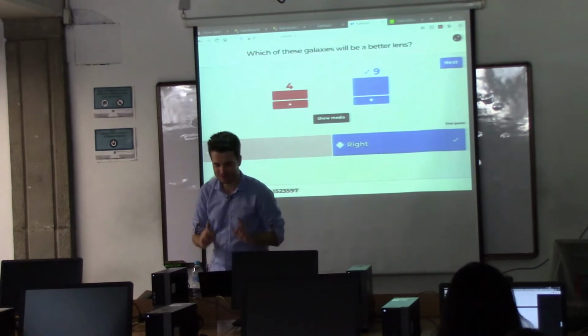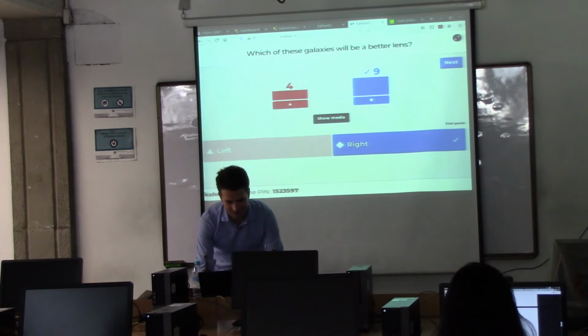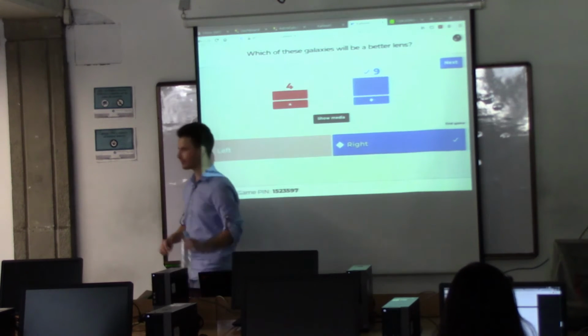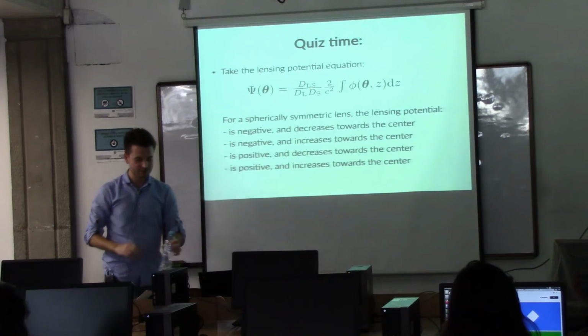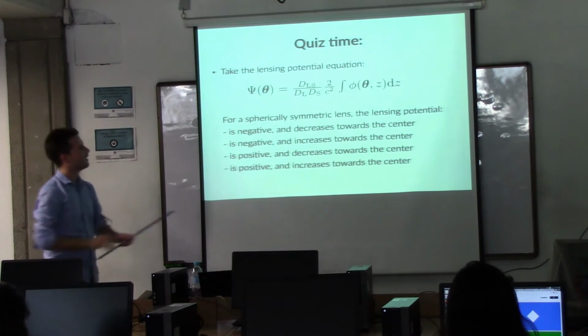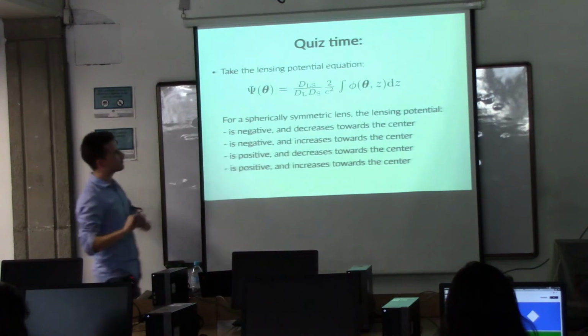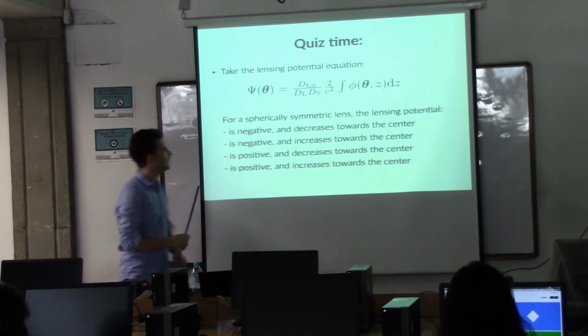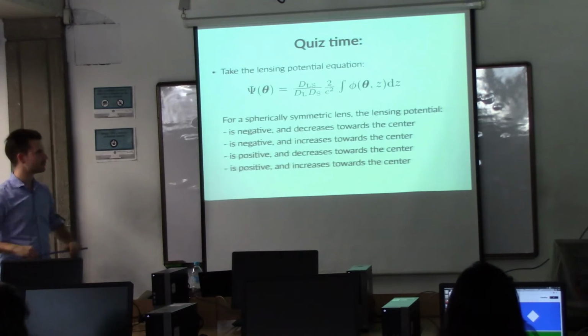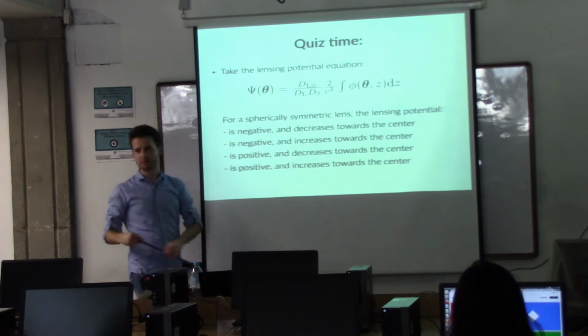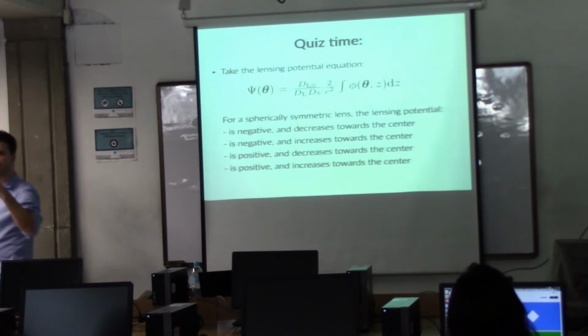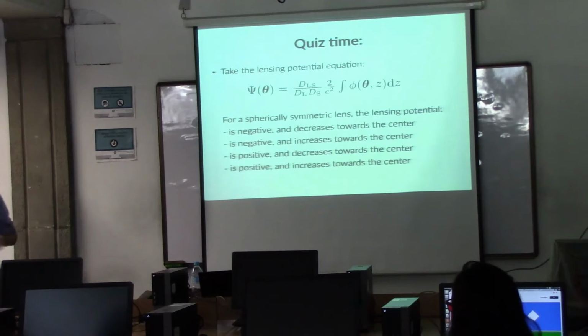I know this is a lot, so I'll try to bring up the Kahoot again. If you would connect, I'll fire two quick questions for you. Okay, so the quiz question: consider this lensing potential equation, and I'll try to do this now by show of hands. And a spherically symmetric lens. So you can think of a point mass or the singular isothermal sphere we were dealing with earlier today.